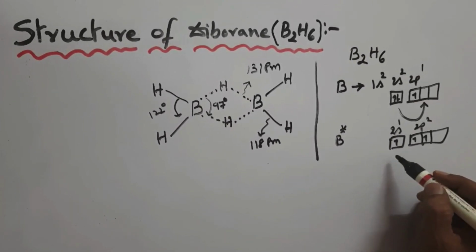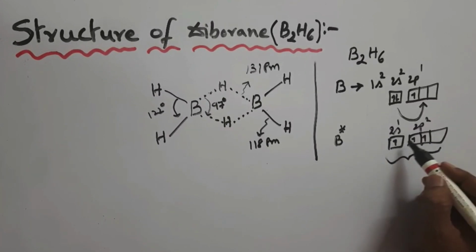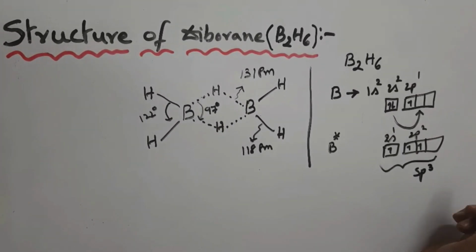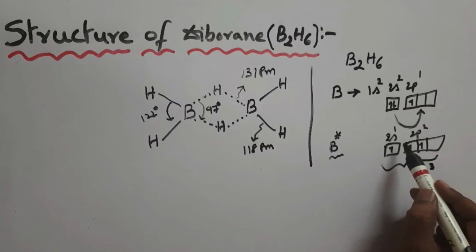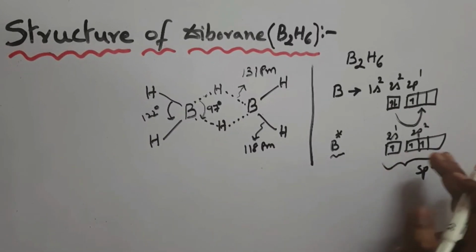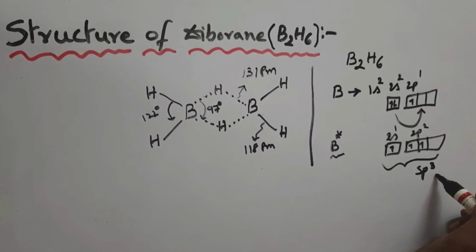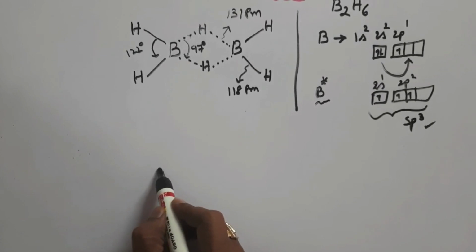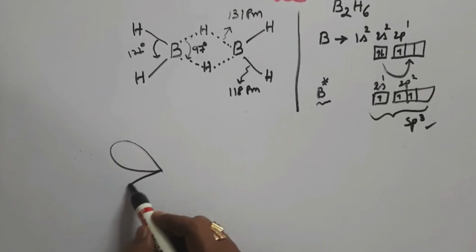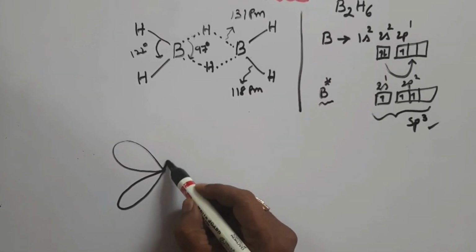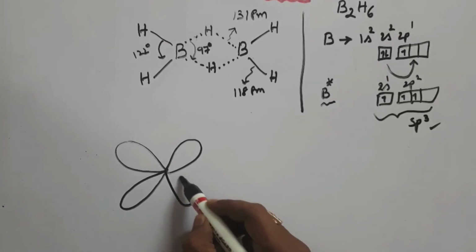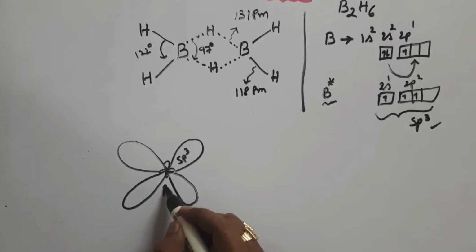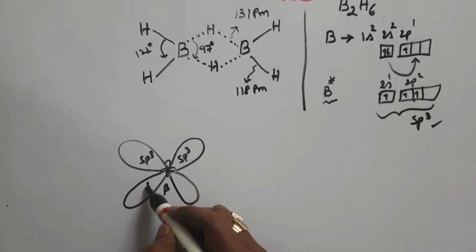Now, on each boron, one 2s orbital and 3 2p orbitals will undergo sp3 hybridization. Very, very important. So on each boron, one 2s orbital and 3 2p orbitals, totally 4 orbitals, are undergoing sp3 hybridization. So on each boron, we are getting 4 identical sp3 hybrid orbitals like this. So these are the 4 identical sp3 hybrid orbitals on each boron, sp3, sp3, sp3.